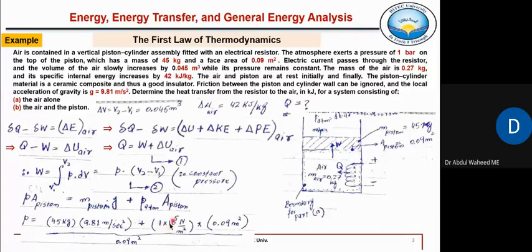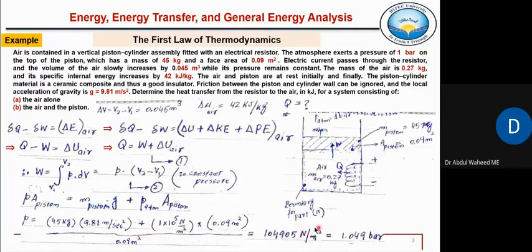So 1 into 10 to the power 5 becomes Newton per meter square, 1 into 10 to the power 5 pascals. Pascal is Newton per meter square multiplied by meter square. So now it becomes Newton also divided by 0.09. So from here we can find out the total pressure acting.